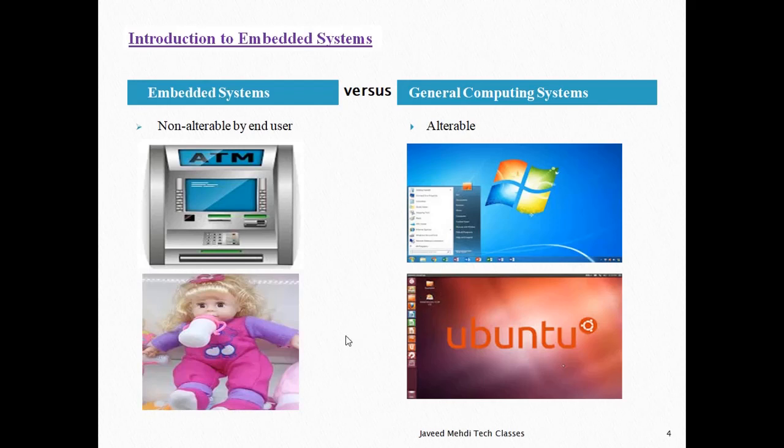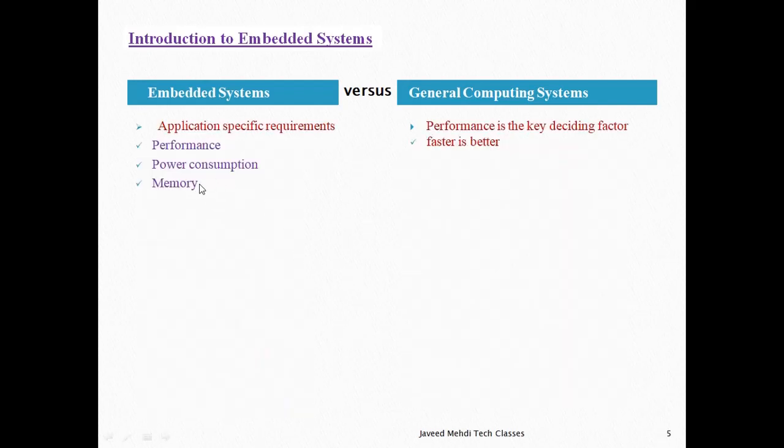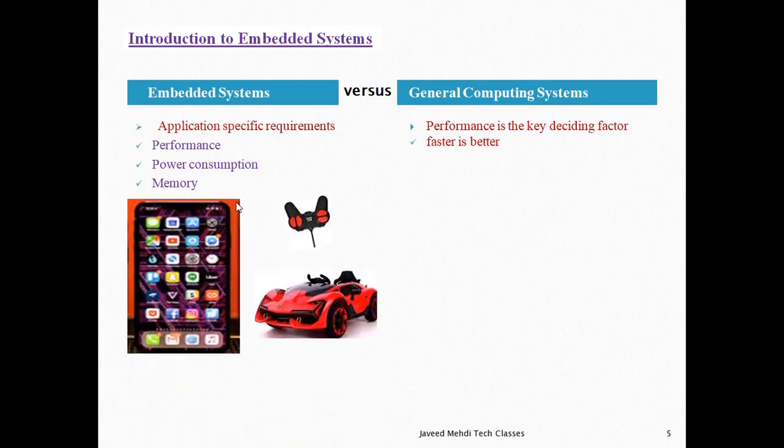The requirements of performance, power consumption, and memory vary application to application. You see this toy car. In the toy car, the memory requirement will be very less and power consumption will also be very less. You don't need any long durable battery here, or you don't need any high power here. Whereas if you see this smartphone, the memory requirement will be very high comparatively. And the lifetime of battery should also be very long and storage power should also be high.